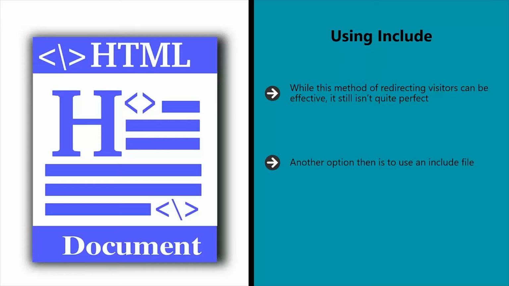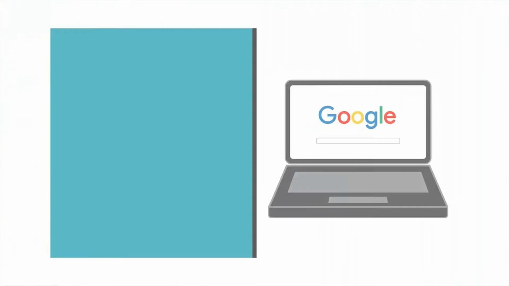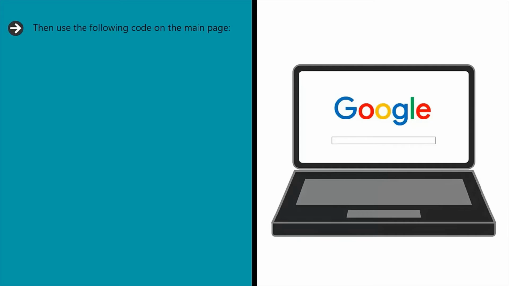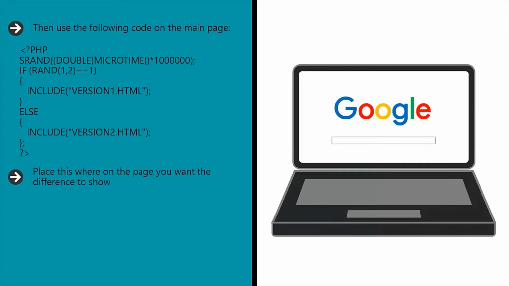Another option then is to use an include file. This basically means that the page will populate itself with content from another page, allowing a blank template to become your new version of the page. In this version, you will create two HTML pages that only contain the elements that are different. This works particularly well if you are changing something about the text, for instance. Save these as version 1.html and version 2.html. Then use the following code on the main page. Place this where on your page you want the difference to show.